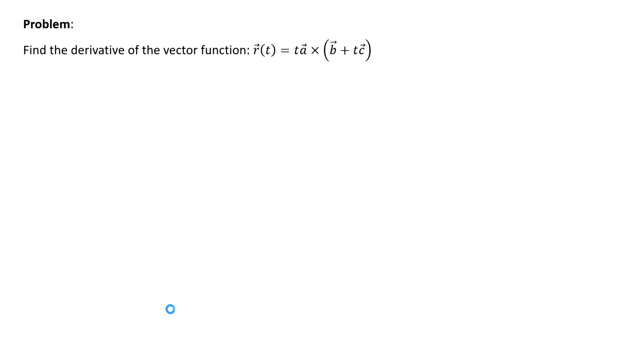All right. Find the derivative of the vector function. This is interesting. Find the derivative of the vector function r of t equals ta crossed with b plus tc. Do you remember? ta? So should we say ta times the derivative of this plus the derivative of ta times b plus tc?